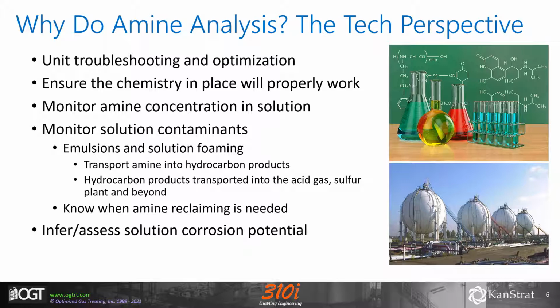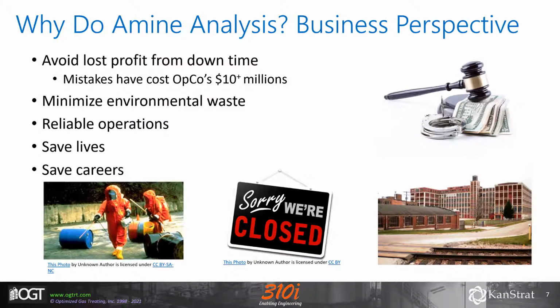Emulsions and foaming can hurt operation when hydrocarbons get transported through the amine system into the sulfur plant. Hydrocarbons and sulfur plants are not good, as they cause all sorts of problems with air control, excessive thermal reactor temperatures, sooting in the converter beds, and poor quality sulfur products. You may also want to know when reclaiming is needed so the solution does not become corrosive or ineffective.